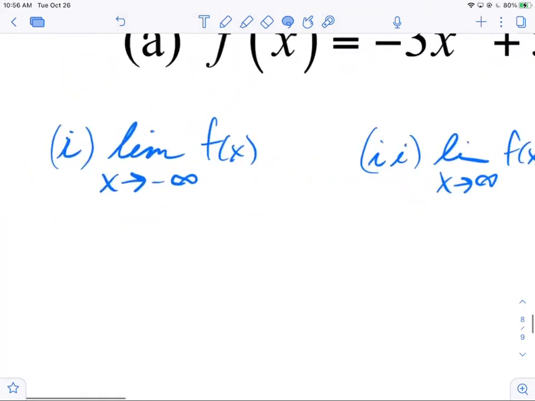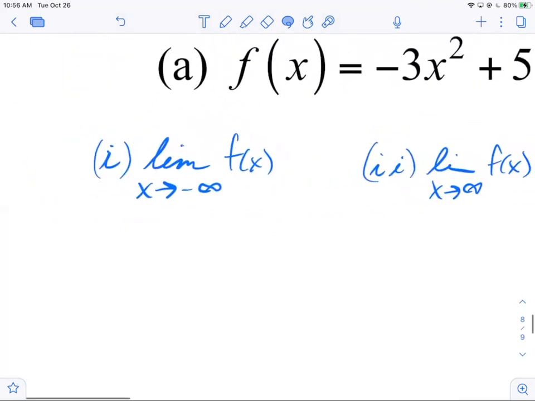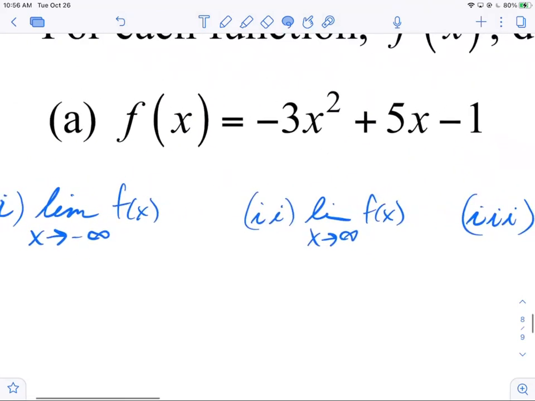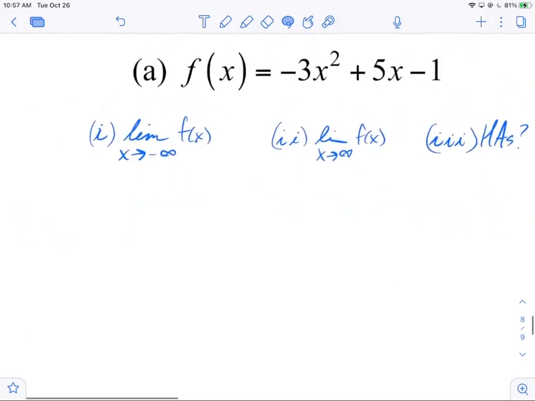All right, now the limit as x goes to negative infinity. Let's see how we can answer that. Well, what do you know about the graph of this function f of x? It's a parabola opening what, up or down? It's down because the leading coefficient, -3, is negative. Now, because we want the end behavior, not the local behavior, we don't really need to find the x-intercepts. I'm just going to come down here and say, okay, I know it opens downward.